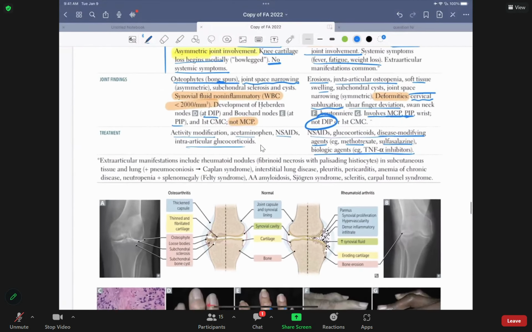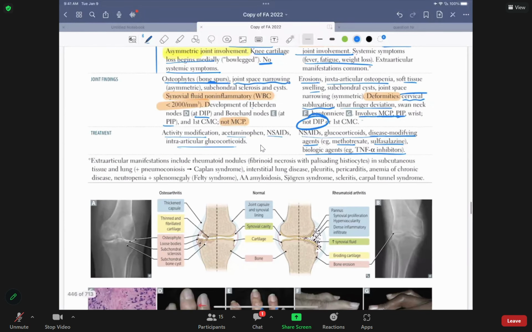Now, if you see, there are some extra-articular manifestations. That means it happens outside the joint. So there's something called rheumatoid nodules in this tissue. And when a patient has rheumatoid arthritis and pneumoconiosis of the lungs together, it's like a package. We get Caplan syndrome. We talked about this in pneumoconiosis also, folks, okay? It's just putting two diseases together.